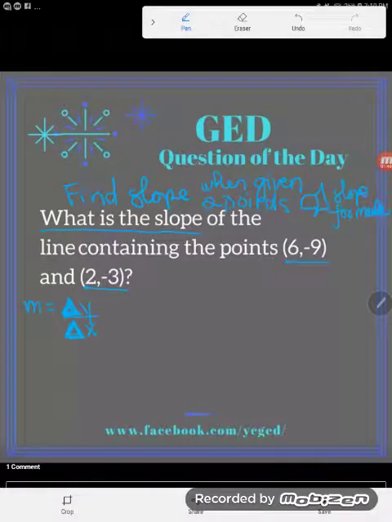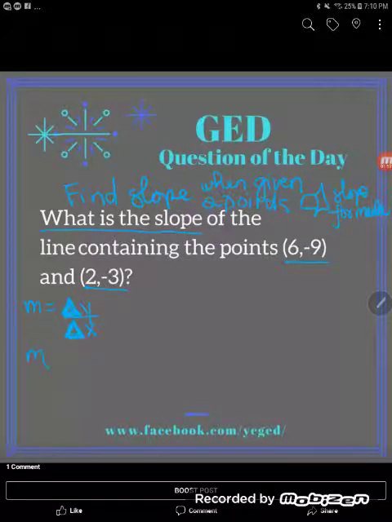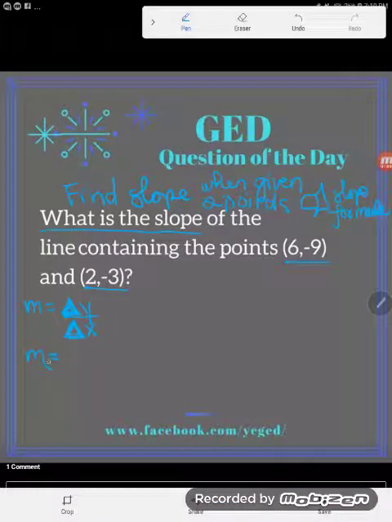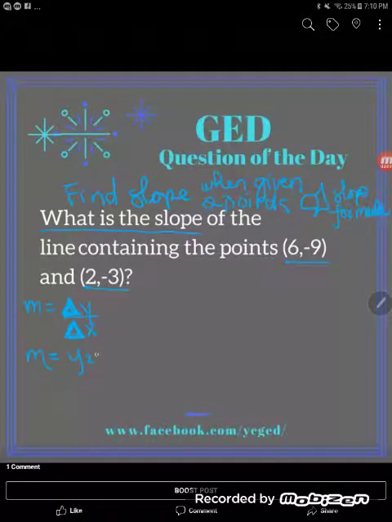But the great news is, if this means nothing to you, the formula is on the GED formula sheet, the math formula sheet that you're given when you take the GED. It's one of your drop-down options. Bottom third of it has some algebra formulas, and right there it lists the slope formula, and it tells you the slope formula is m equals y2 minus y1 over x2 minus x1.